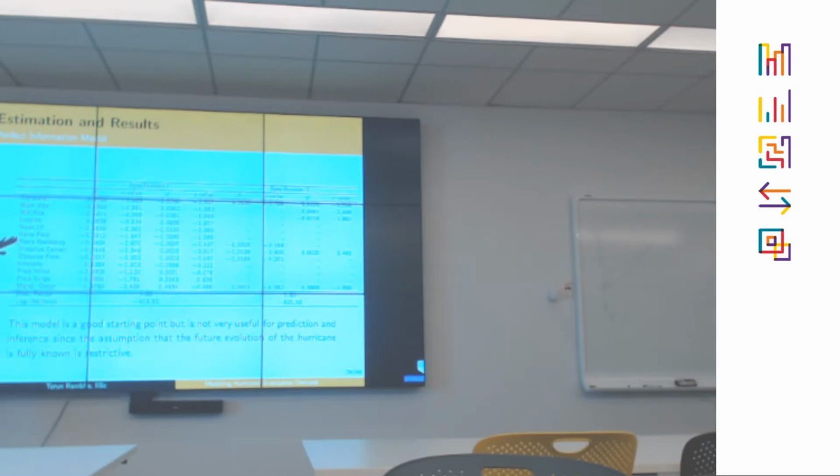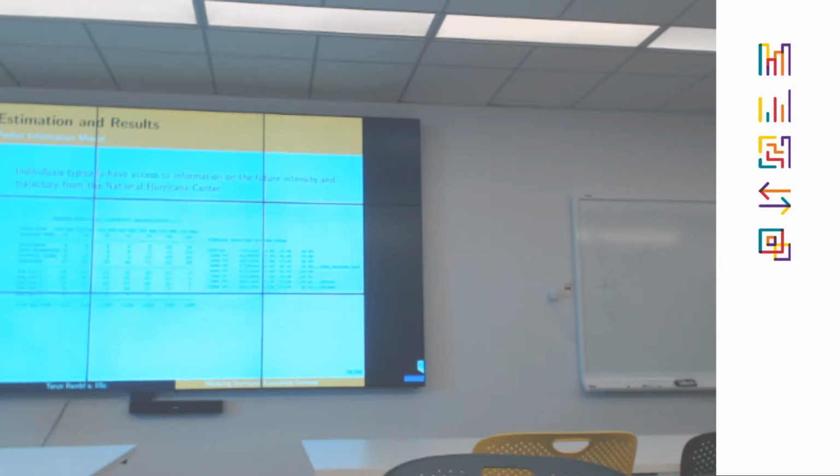But we just started off with this model because it helped us with the estimation procedure and setting up our code and so on. The next thing we did was what we call the partial information model, where we don't assume everything from the future, but we use estimates from the National Hurricane website. Now the website offers probabilistic data on the intensity as well as the distance from the center. This information is given every 6 hours, which is why we chose the 6-hour time windows. And this is how the website releases this information.